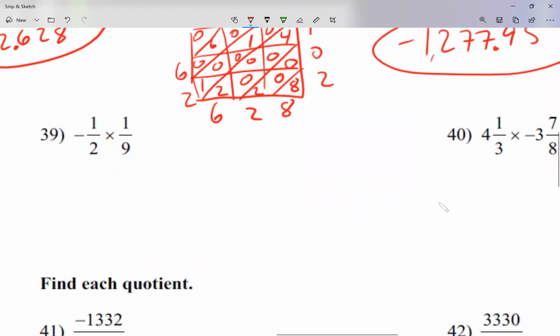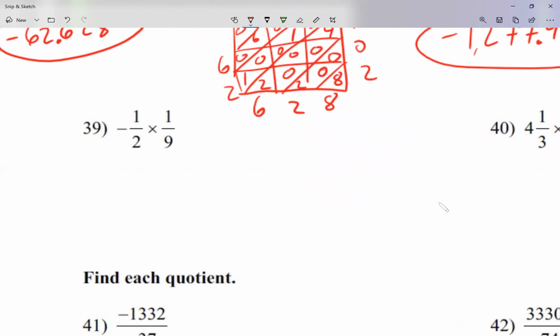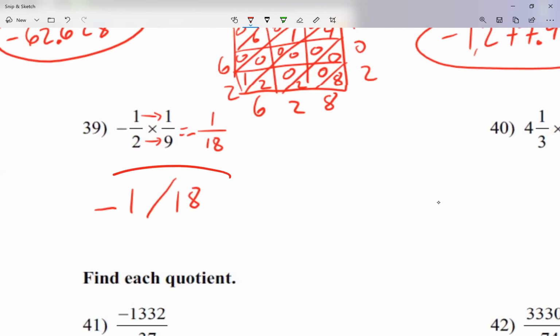Now fractions. I can only have a number in the top, a number at the bottom, and that's what I have. Now, when I multiply straight, 1 times 1, 2 times 9, I get 1 over 18th. It's a negative, so it's a negative 1 over 18th. So I'm going to write that as a negative 1 over 18th.